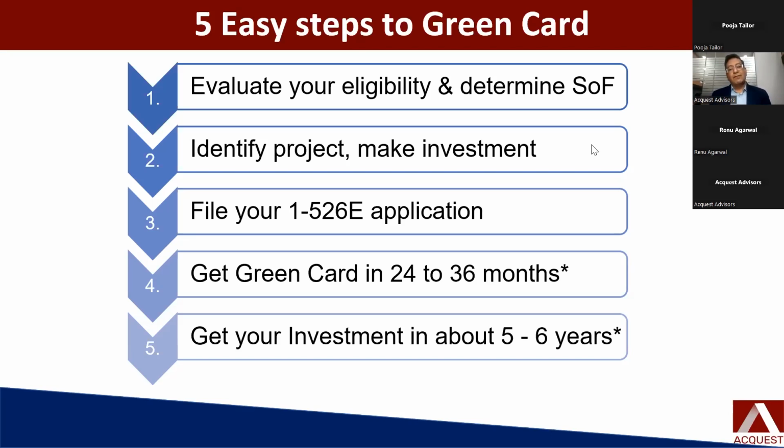So once you have identified the project and done your source of funds, you need to invest the money in the project and file your application. After you have filed your application, it will take anywhere between 2 to 3 years for the US government to approve your application.